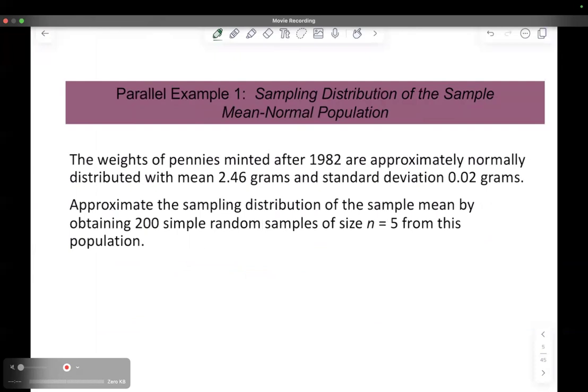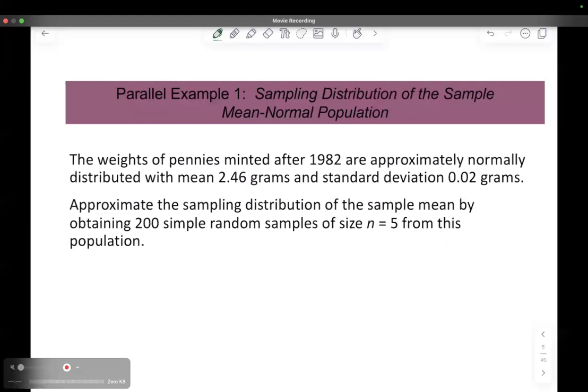All right. So the weights of pennies minted after 1982 are approximately normally distributed, which normal distribution's good. The mean is 2.46 grams and the standard deviation is 0.02 grams. So we're going to approximate the sampling distribution of sample mean. We're going to take 200 samples of n equals 5.